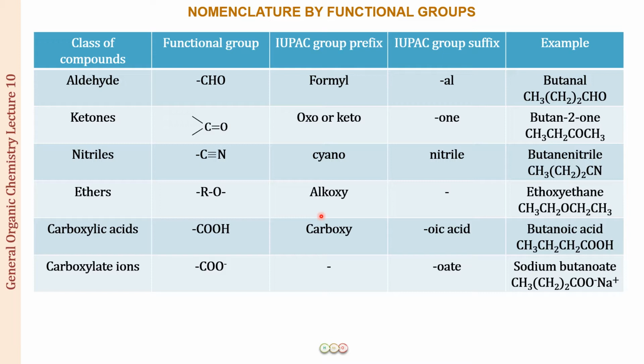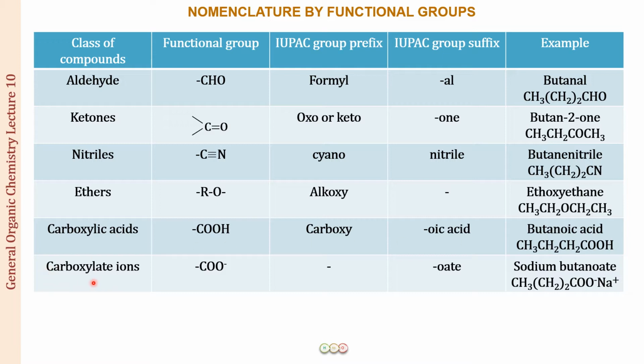Do not worry. Next we have the carboxylic acids. Now the carboxylic acids, the functional group is COOH. The group prefix that we will be using is going to be carboxy. The suffix that we will be using is going to be oic acid. For example, in this 4 carbon molecule, you are seeing the COOH group is present. So the name of the compound is butanoic acid.